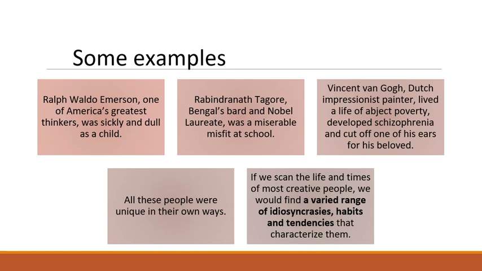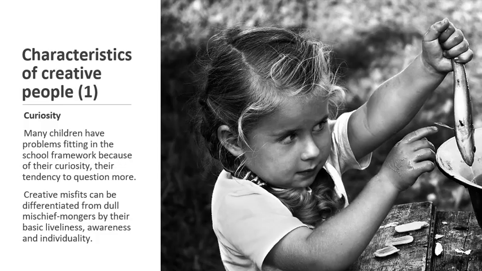Okay. So idiosyncrasies ni adalah someone who does things in his own way. Maksudnya orang yang kreatif ni dia ada cara dia yang tersendiri, cara fikir dia yang tersendiri dan habit yang tersendiri lah. Okay, so let's look at the characteristics of creative people.